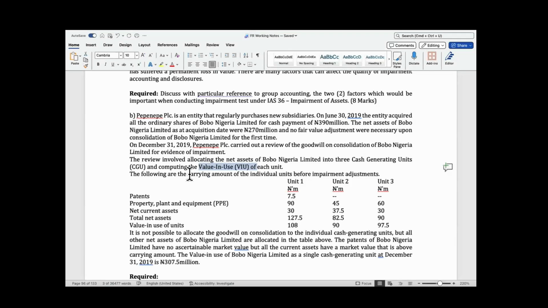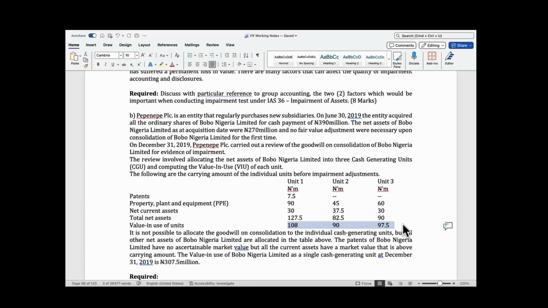So we're given the carrying amount of each unit, which is their book value before impairment adjustment. And these are the items there. We have patents, which was in CGU 1. CGU 2 and 3 do not have any patent. PPE, they give us the value for each CGU. Net current asset, they give us the value for each CGU. And this is the total asset. And now we're given the value in use of each of the CGUs.